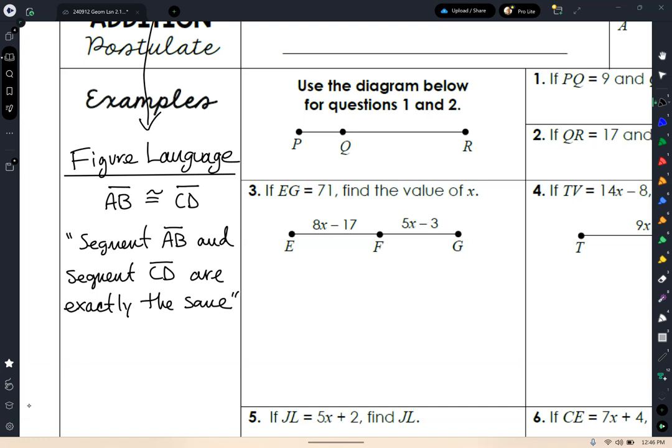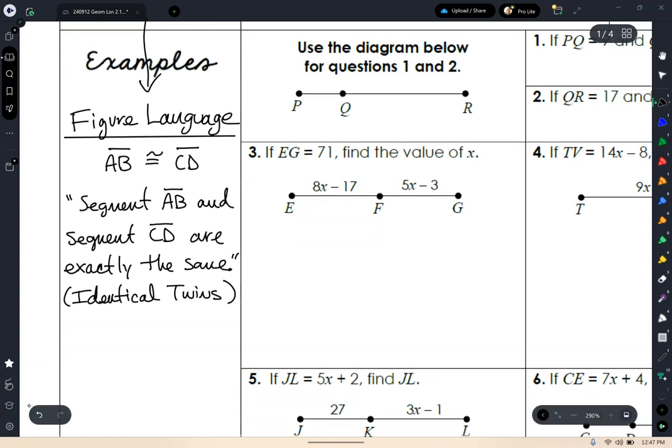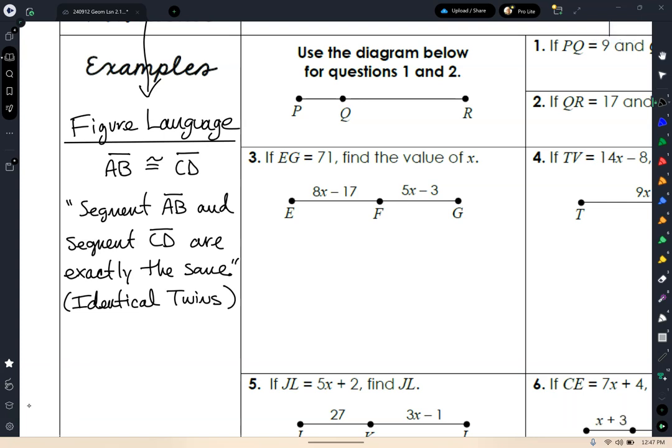Segment AB and segment CD are exactly the same. In every way, shape, and form, the measurements of segment AB and CD are the same. Now, I'm going to use this language as we continue to move through the class. This idea of things being congruent is like identical twins. Every part of identical twins, down to their DNA, is the same. That's what we talk about when we talk about congruent.